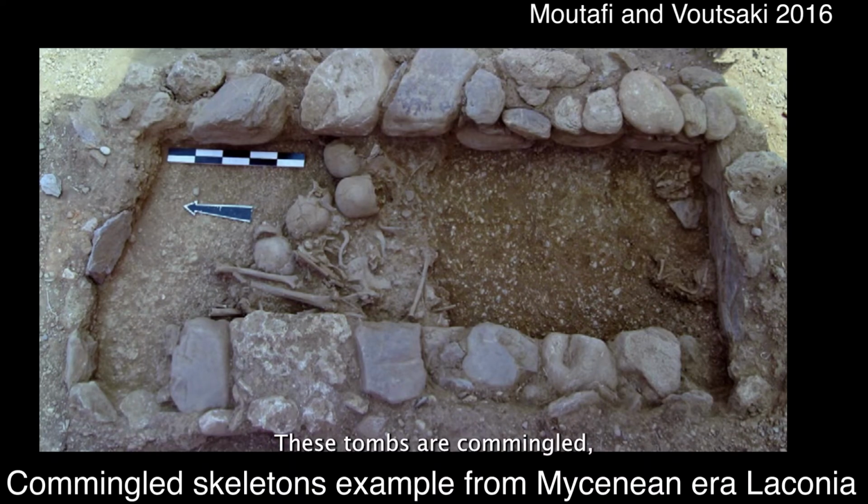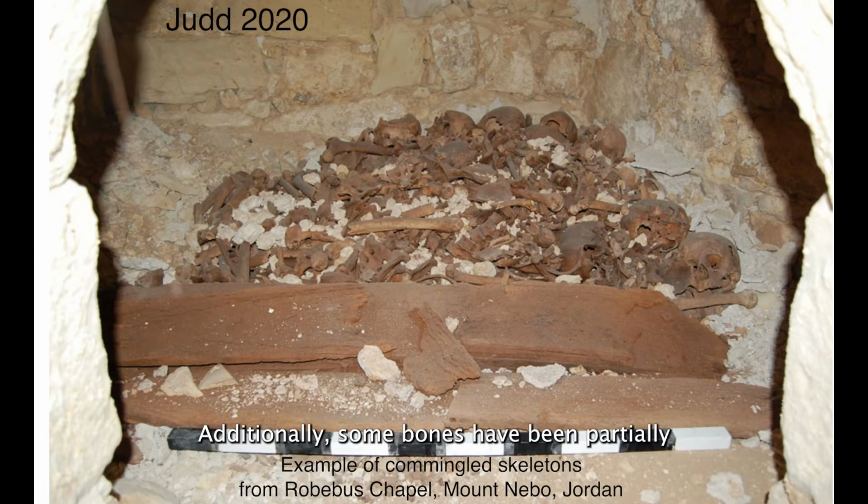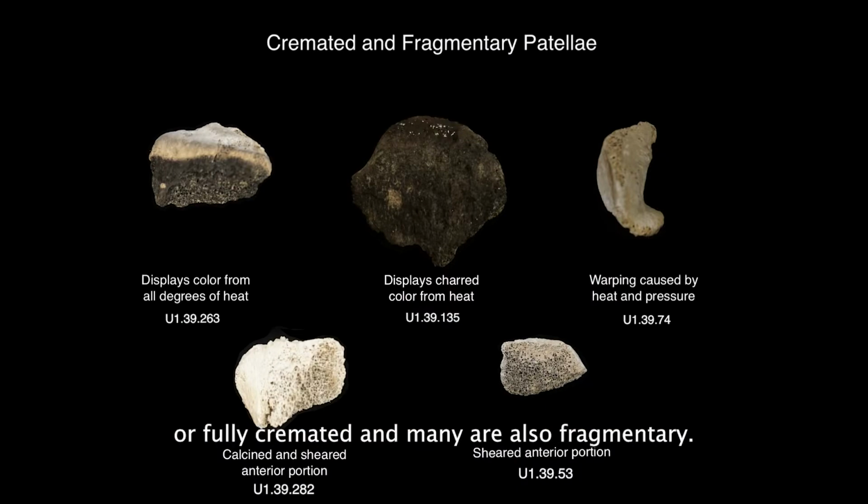These tombs are commingled, meaning that after multiple individuals were placed in the tomb, their families moved their bones around, mixing up the skeletons. Therefore, it is no longer possible to determine which individual the bones came from. Additionally, some bones have been partially or fully cremated, and many are also fragmentary. All of these circumstances can cause limitations in the assessment and interpretation of research.